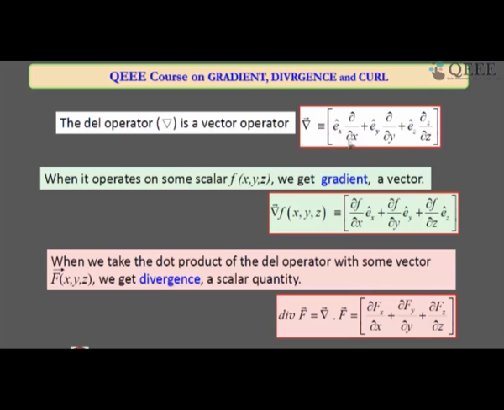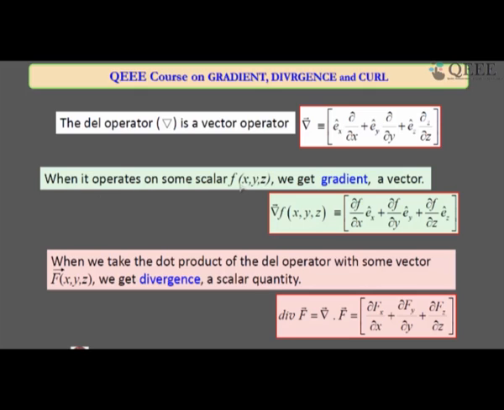The operator has a form like this. If it is del of psi, it will be d psi by dx, d psi by dy, d psi by dz. Sorry, this is just the del operator, I mean these partial derivatives, not psi. So that is the form of the del operator.